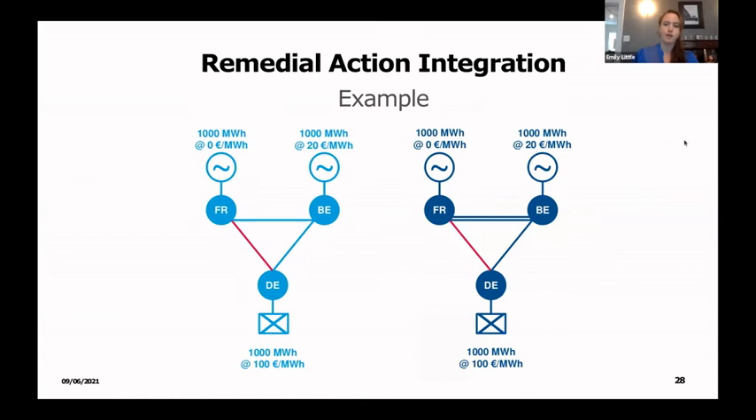So I just wanted to demonstrate it with a very simple case study. We just have the three zones that we're modeling here, and we're not modeling them with an internal network for the moment. So any of the network elements we're looking at are these cross-border lines. In this example, we have two production offers in France and Belgium, with France having the cheaper offer, and we have a demand offer in Germany. And we're going to look at how we implement this with two different topologies in the system.